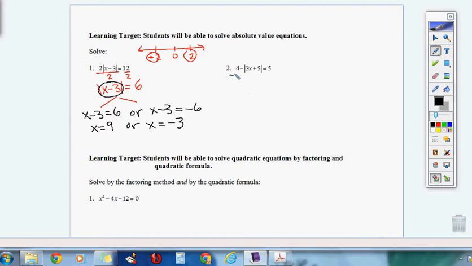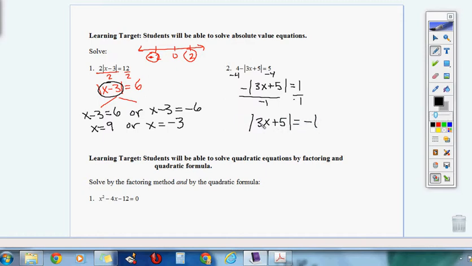All right, so we're going to subtract 4 on this one, showing my work here, of the opposite of the absolute value of 3x plus 5, and that's going to equal 1. When I divide both sides by -1, because we don't want that negative out there, we get the absolute value of 3x plus 5 is equal to -1.